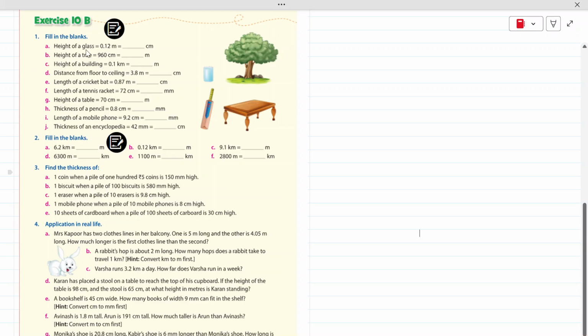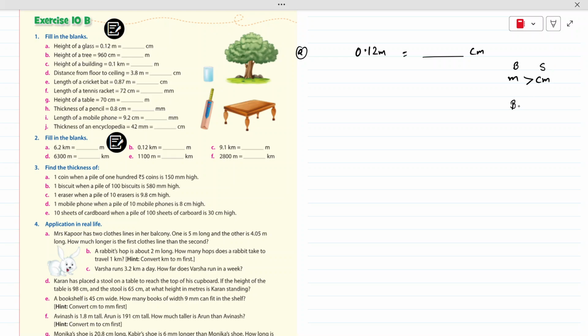First part: the height of a glass is 0.12 meter and we have to convert it into centimeters. We are given 0.12 meter and we have to convert this into centimeter. We know that meter is greater than centimeter, right? So meter is a bigger unit and centimeter is a smaller unit. Whenever we have to convert a bigger unit to a smaller unit, we have to do multiplication. This we have learned, right?